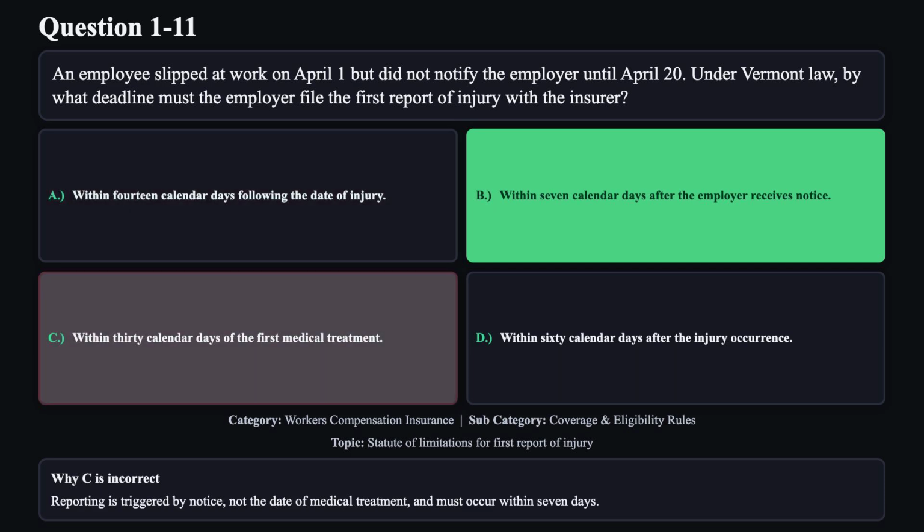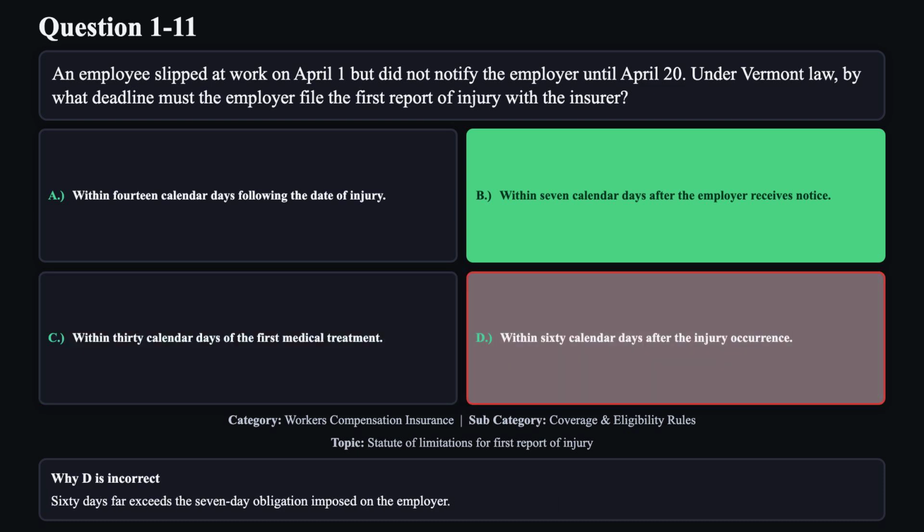Reason C is not correct. Reporting is triggered by notice, not the date of medical treatment, and must occur within 7 days. Reason D is not correct. 60 days far exceeds the 7-day obligation imposed on the employer.